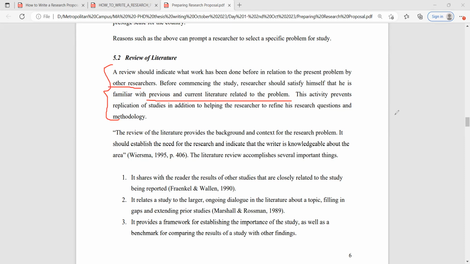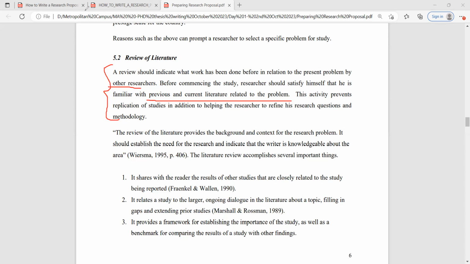So for that, you have to have an idea what are the things that they have done up to now which are related to your topic. Then when you get a very clear picture, it's very easy for you to go further. The review of literature provides the background and the content for the research problem. It should establish the need for the research and indicate that the writer is knowledgeable about the area. So it is extremely important.